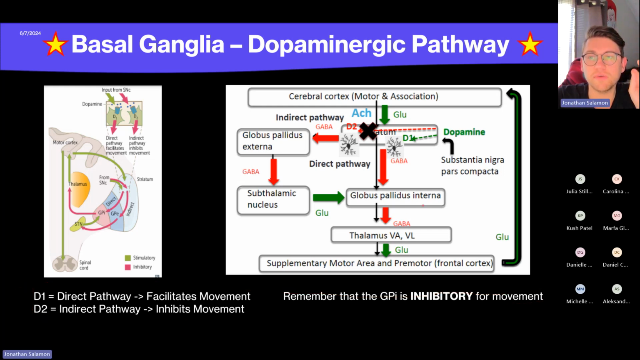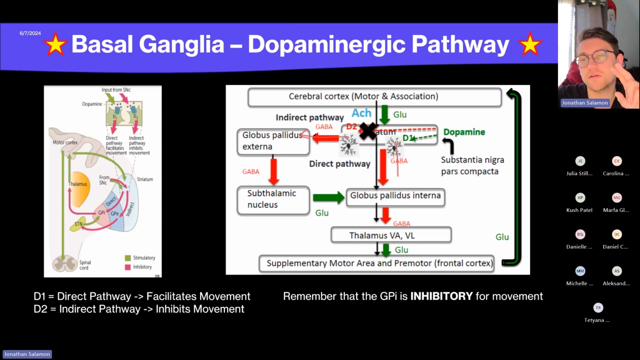Ultimately, there's two pathways, right? You have the D1, which is the direct pathway, and you have the D2, which is the indirect pathway, right? The globus pallidus interna is the common endpoint for both of those pathways. It is inhibitory on the thalamus. It is inhibitory for movement. The GPI is inhibitory for movement.